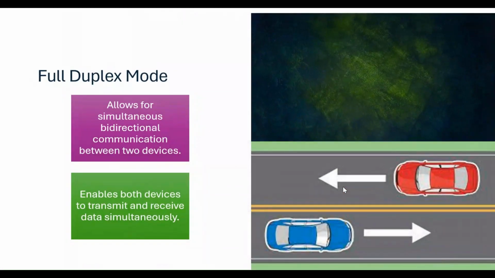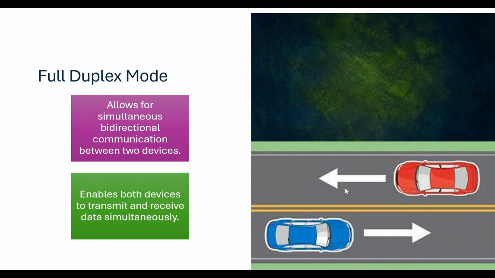Now, into the full duplex. The full duplex is like the two lane roads now. Data can flow in both directions and it can happen at the same time, which means we're allowing simultaneous communication between two devices. So now you're talking and I am talking. I can give you feedback. You call me, I can give you feedback at the same time.